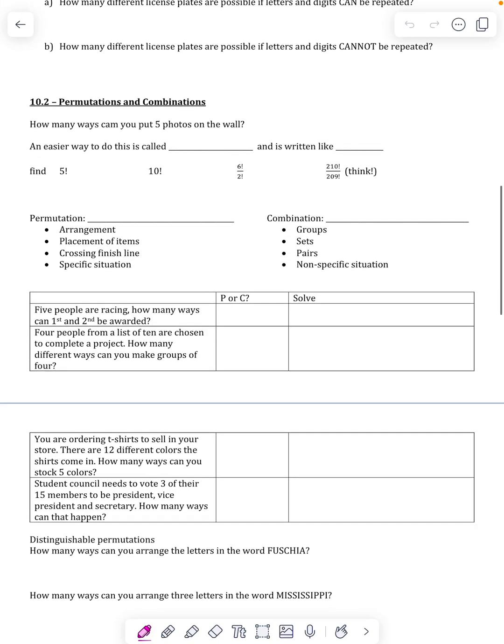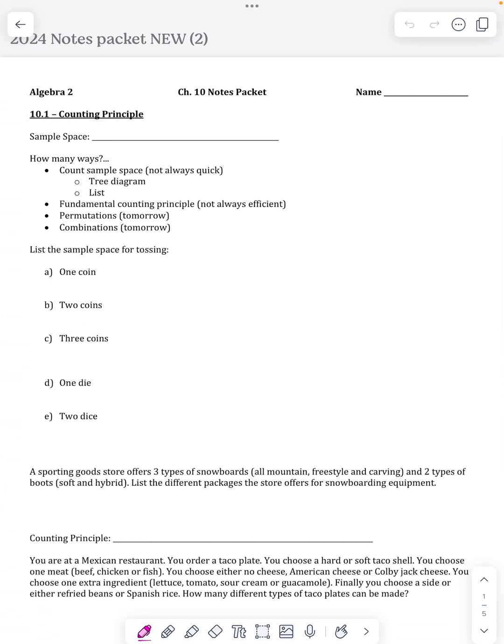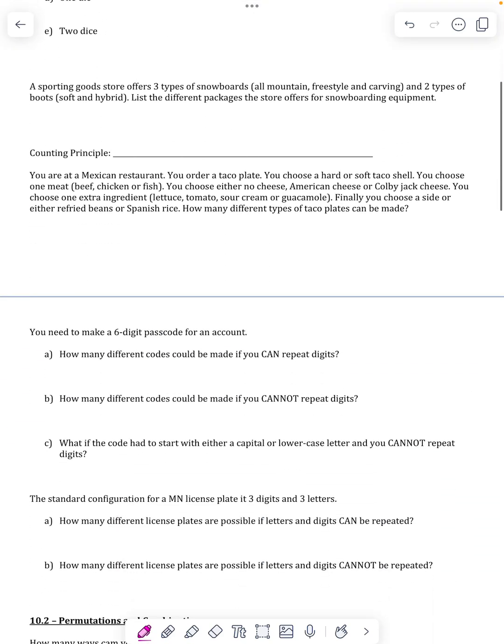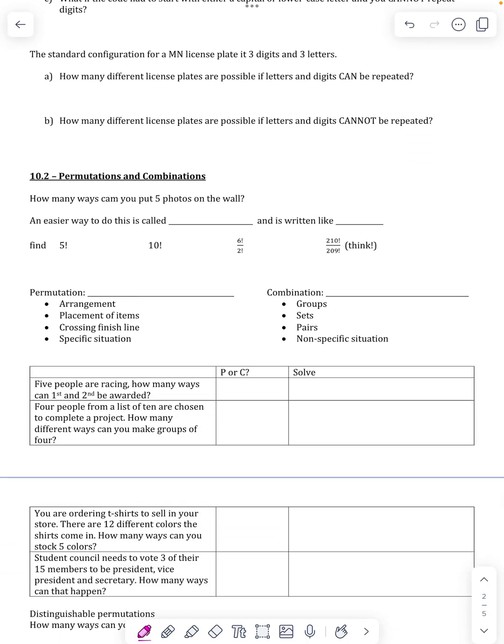Alrighty, friends, we're going to talk about some more specific ways to count. Yesterday we briefly talked about sample space, which is like writing all the options out, and the fundamental counting principle. Today we're going to add in permutations and combinations. Permutations and combinations are specific situations where you can use shortcuts.